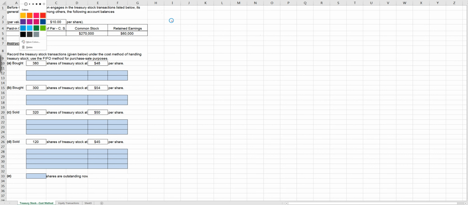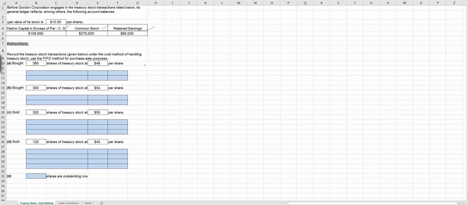All right. So we start with a company with the following balance sheet equities. We have common stock, paid-in capital, and retained earnings. Par value is $10 per share. Then in transaction A, the company bought 380 shares of treasury stock at $48 per share.